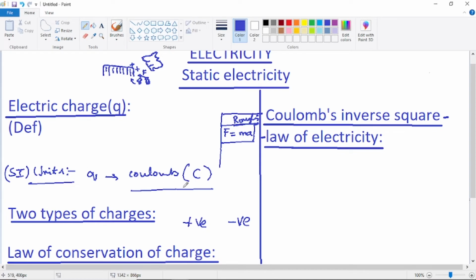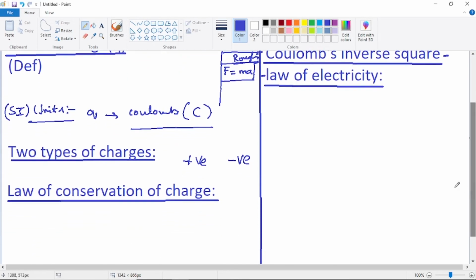So that's about the SI units of electric charge. So the definition is also very simple. Now, two types of charges. How many types of charges are possible in nature? Experimentally, it is found, it is proved, that only two different types of charges exist in nature. One is positive charge, one is negative charge.